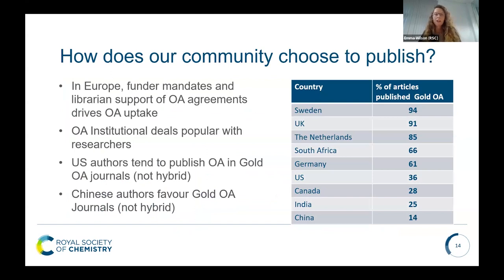So how does our community choose to publish? As you can see, we have very high uptake of gold open access publishing for countries that are covered by transformative agreements, such as Sweden. And as you can see here, in the UK it's over 90%. In Germany, it's somewhat lower at 61%, the US 36%, and our US authors tend to publish open access in our gold open access journals, not our hybrid portfolio. And China, I've also put up here as well, and our Chinese authors again favour our gold open access journals and not our hybrid portfolio. Of course, we will obviously also have authors that are publishing under the green route as well.